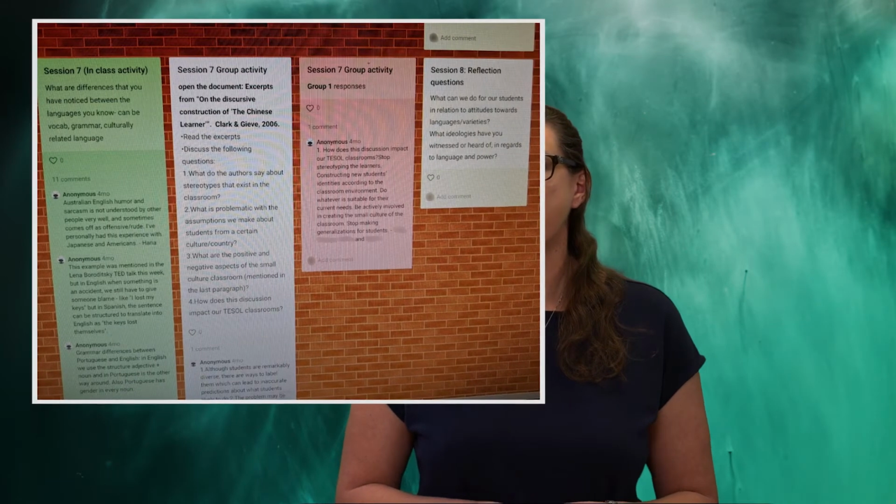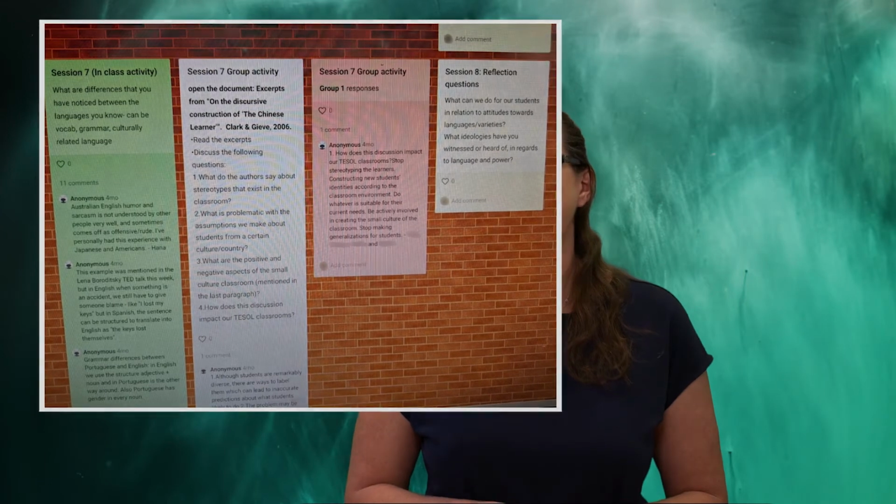So I used a few different tools and strategies to develop this community of practice. In the very first session together, we co-created some classroom guidelines for respectfully discussing potentially sensitive topics. I also incorporated Padlet, which was used for responding to reflection questions based on the readings and the pre-session videos.